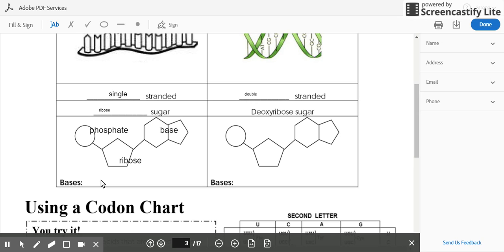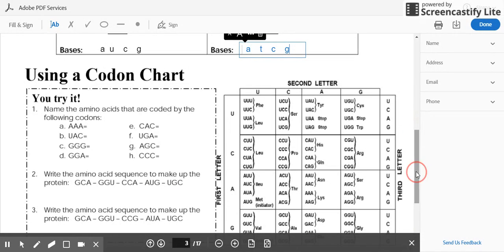And in RNA, the bases are A, U, C, G. There is no T in RNA. And in DNA, we still have phosphate. The sugar this time is deoxyribose. And the base is still there. And the bases are A, T, C, and G. All right, using our codon chart, we had to fill in this part, the bottom of page 64.